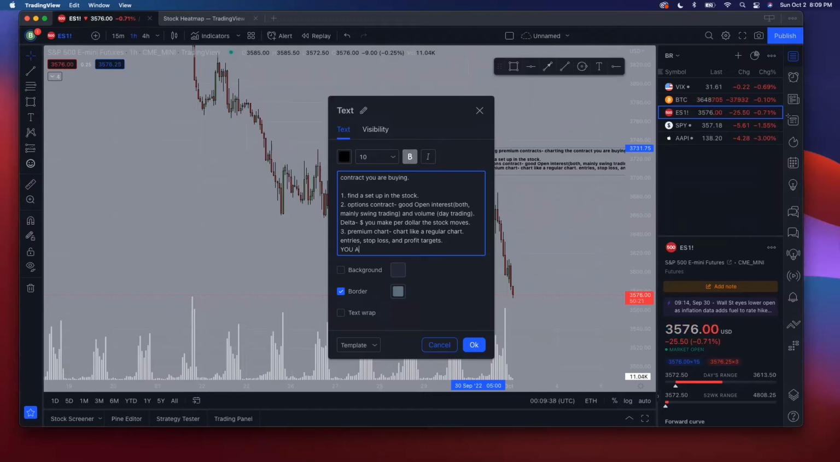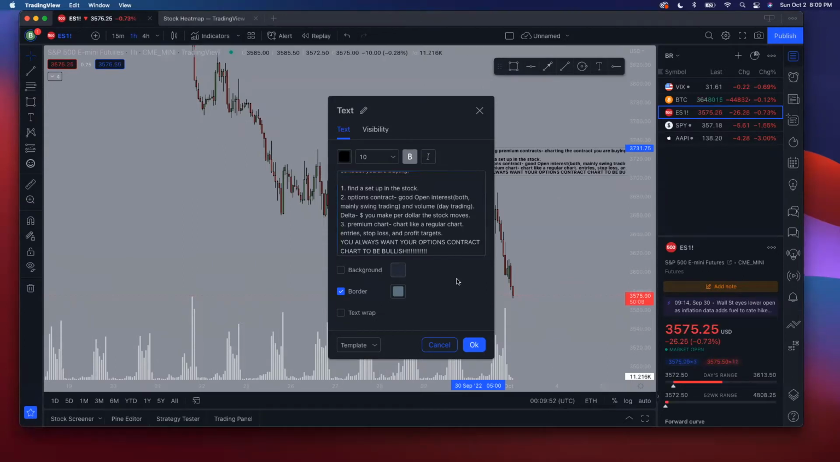I'll put this in all caps, always want your options contract chart to be bullish. Put a lot of emphasis on that. Okay. So what that means is you always want it to go up. So obviously you want the chart to be bullish. So you always want to buy options contracts at support and sell at resistance. You want to buy them with a bullish bias on the options contract. So if you're looking at puts, you think the market's going to go down, it does not matter. You want the options contract to be bullish. You want it to go up.